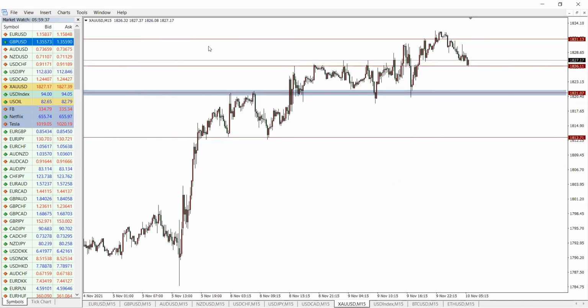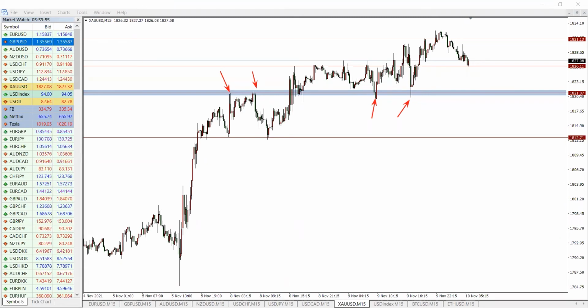Gold 2 acted according to plan. It came back to test this area here. Wasn't able to get an entry here though, but this was a good one to go long, and here as well to go long. But don't forget, there isn't that follow through across board for all these instruments.